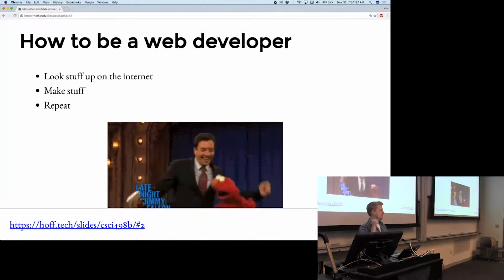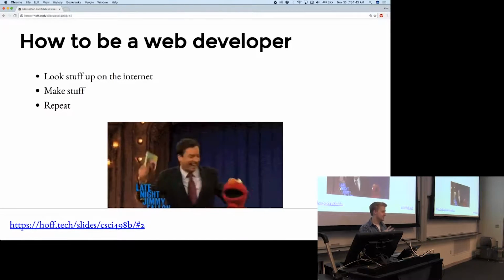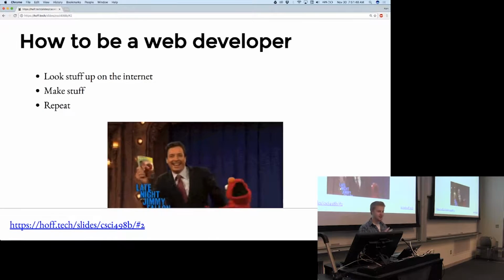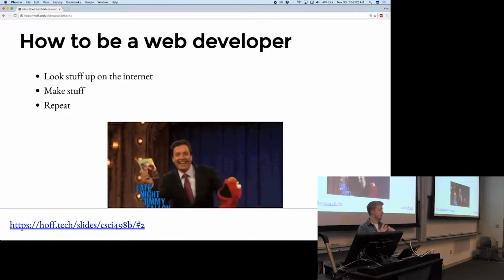How to be a web developer. Look stuff up on the internet, make stuff, and repeat. And at some point, somebody will call you a professional. Literally, no joke, that's how it works. It takes years to do this kind of stuff. There's so much to learn here. But realistically, if all you do is just these three things over and over again, you will get so much better at it, and you will learn so much, and then people will actually pay you to do web development for them, or iOS development, mobile app development, etc.